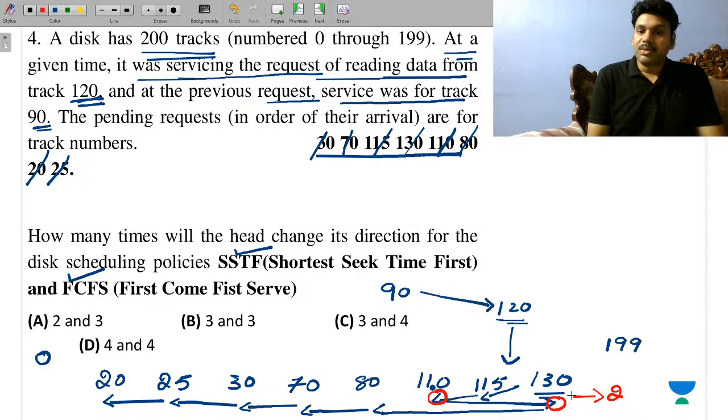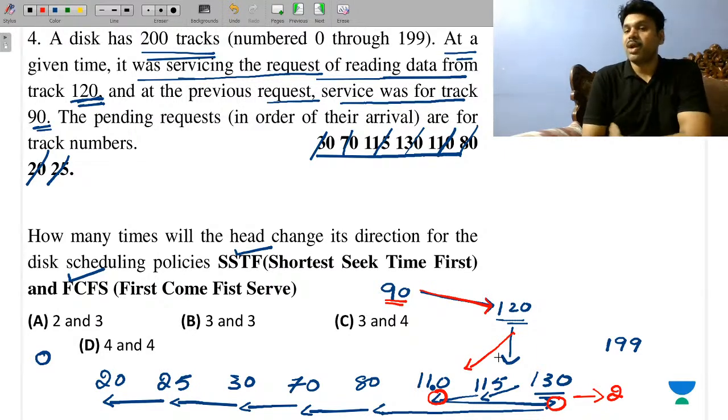Now if you look at another one, if you look at here, this one, so what is this one? 90 it is satisfying and it is going to the other side, and from 120 it is going to this side. So therefore you see that I am going from 90th track to 120th track. From there I am going towards 115.